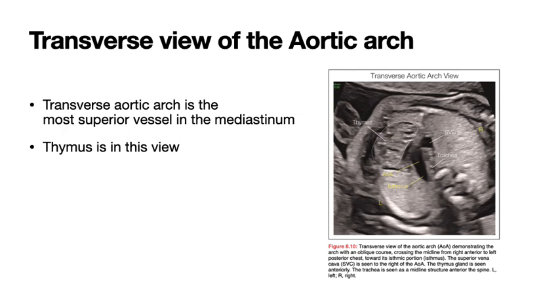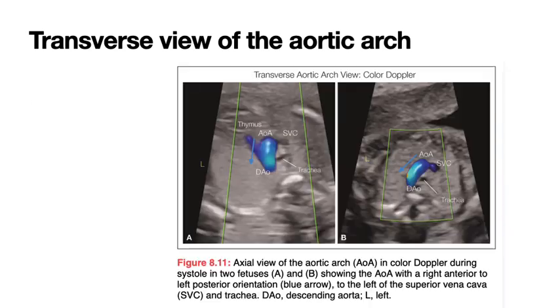Incidentally, the mediastinum is all that stuff in between the two lungs. And the transverse aortic arch is the most superior vessel in that mediastinum. And this is the view where you're going to see the thymus. And there they have it, circled there for you, anterior to the transverse aortic arch.